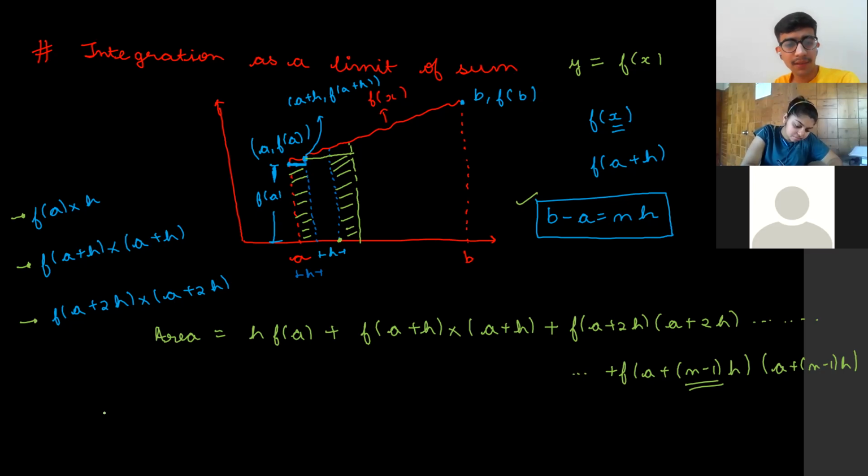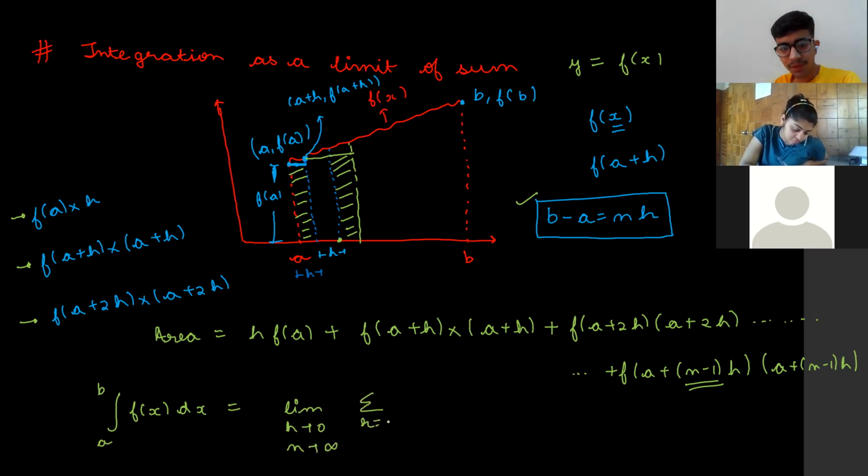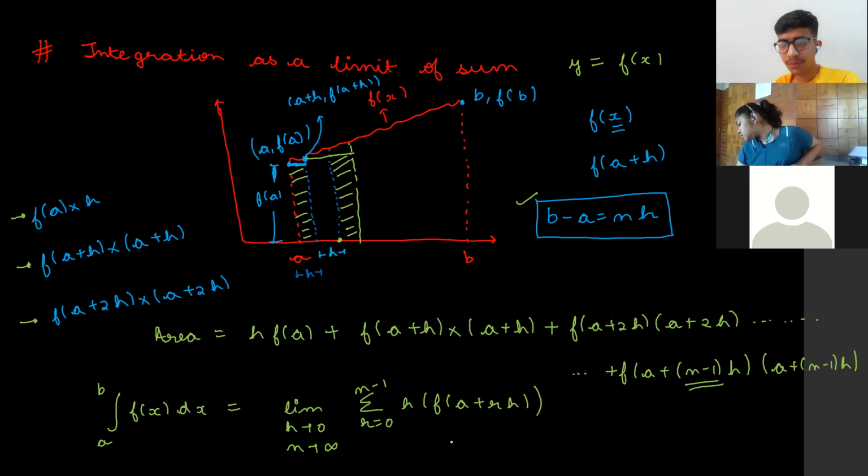Right? Yes, sir. So I can write this particular area as, or I can say ki integration a to b f of x dx will be equal to limit h tending to 0, n tending to infinity, summation r equals to 0 to n minus 1 h times f of a plus rh. Sorry, limit h tending to 0. It's x or h. H for heart, this h.